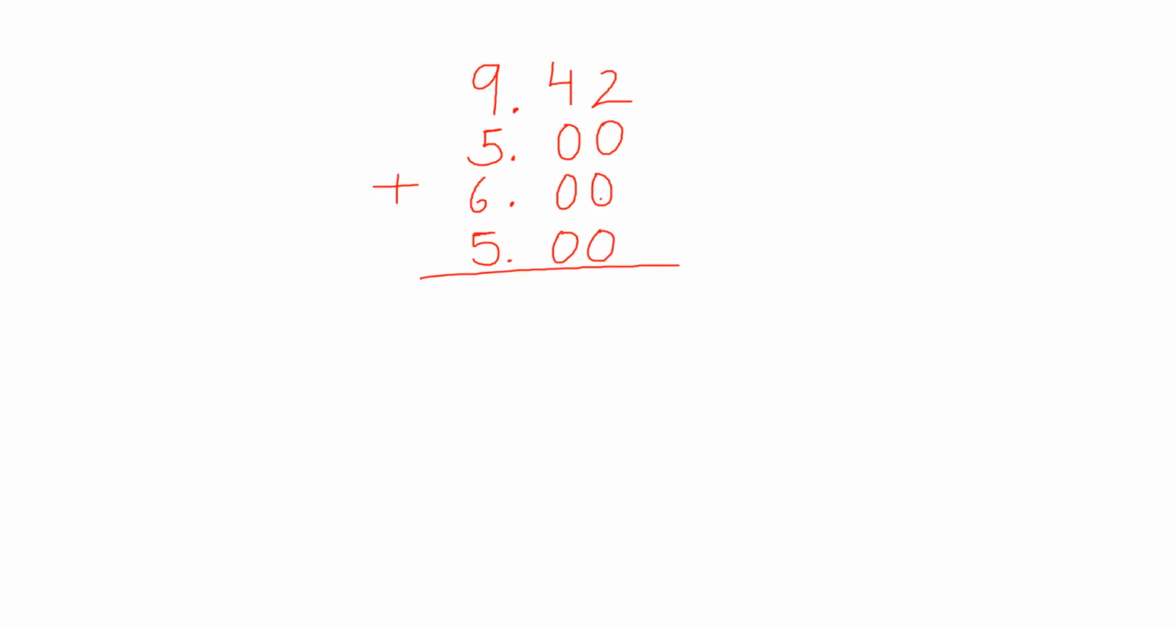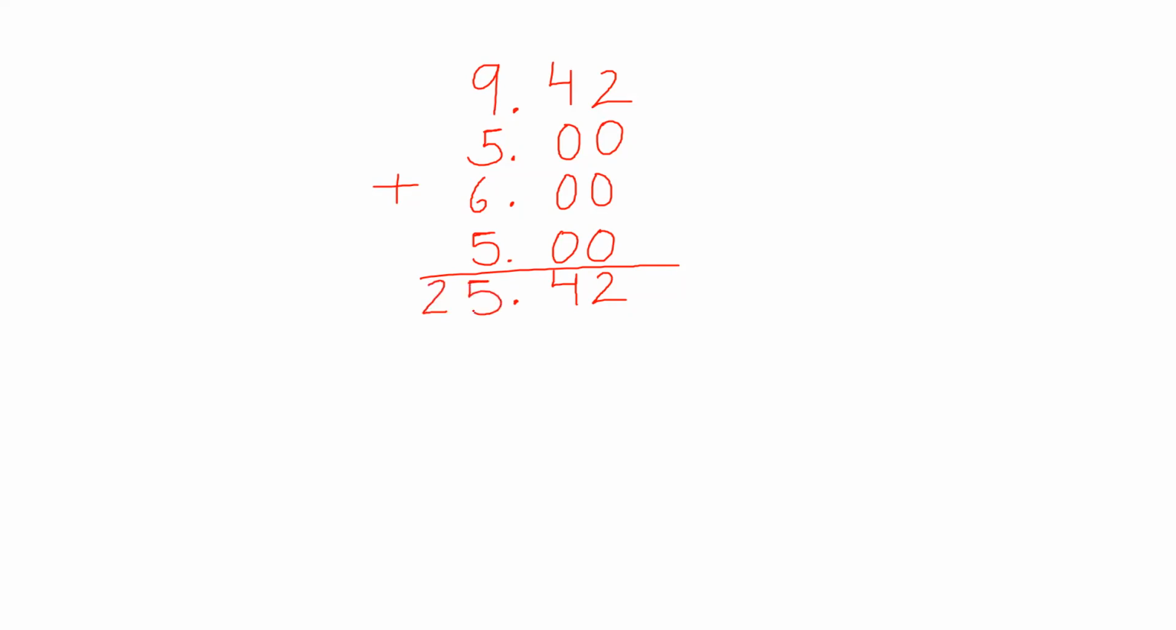So 2 plus 0 plus 0 plus 0 is going to be what? 2. And then 4 plus 0 plus 0 plus 0 is going to be 4. Good. We put the point here. Then what is 9 plus 5? 14. Plus 6, 20. 20 plus 5, 25. Very good. It is 25.42.